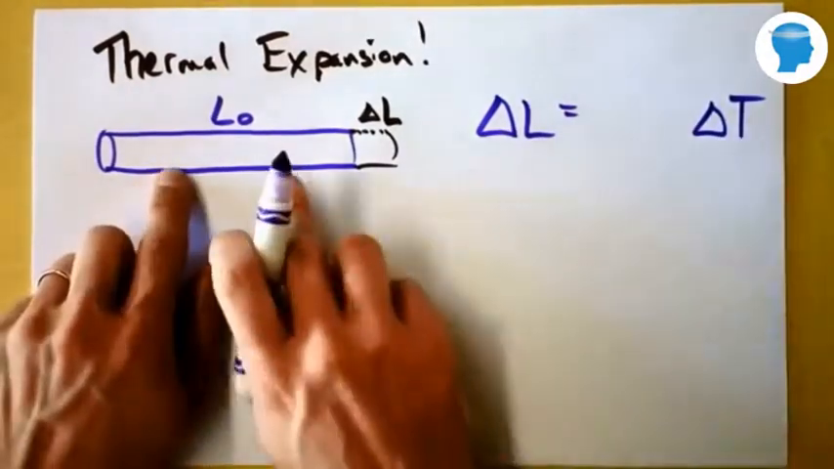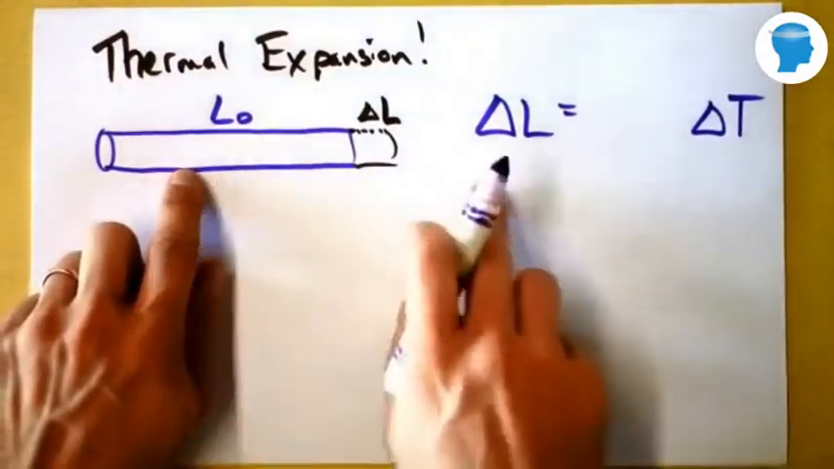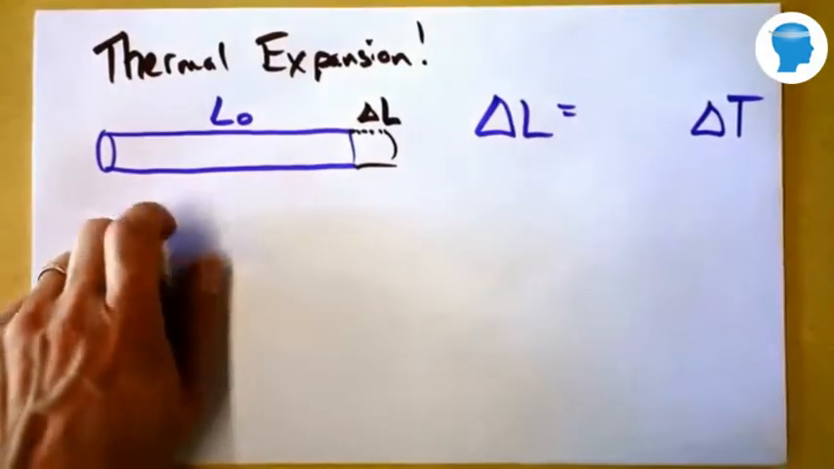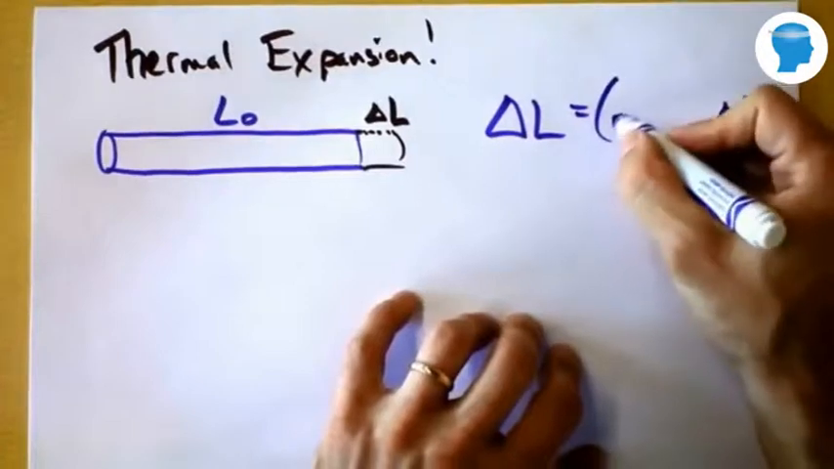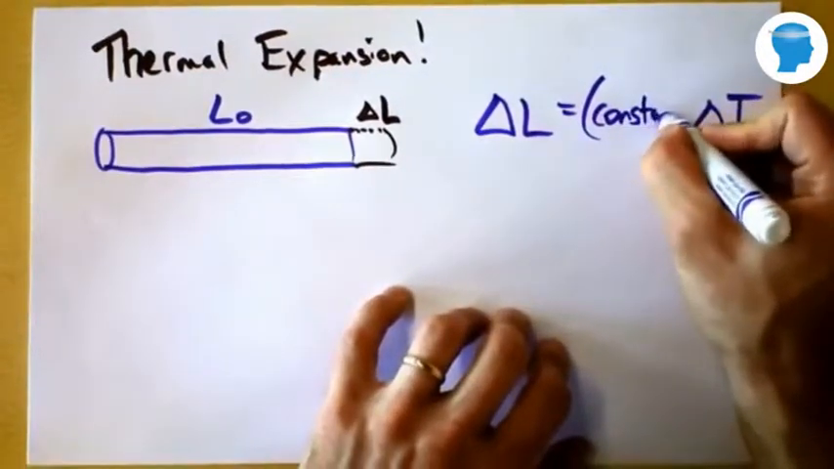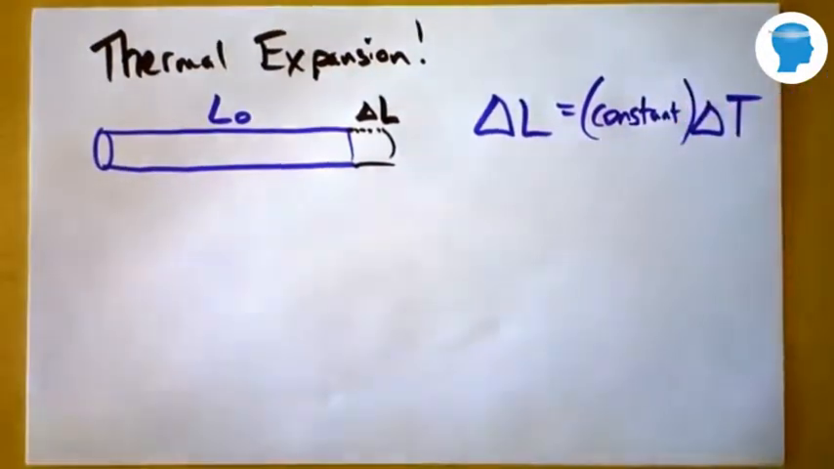If I change the temperature by a little bit, the length changes a little bit, and if I change the temperature by a lot, the length changes by a lot. So it depends on some constant too, though. And I don't know yet what that constant might be.